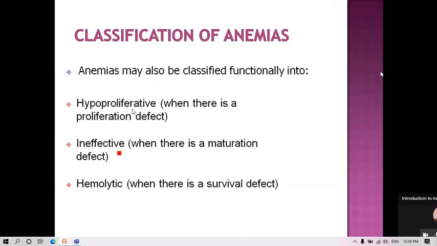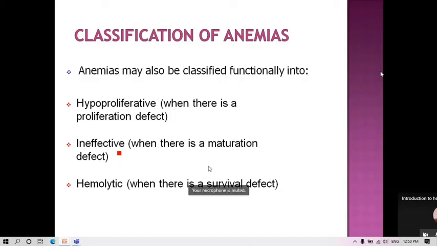Ineffective, for example, in macrocytic anemia or vitamin B12 and folate deficiency, there will be a problem with the maturation. The nucleus is not maturing with time. It is not getting pyknosed. It is not becoming pyknotic with time. So there is a defect in the maturation. And hemolytic is a problem of survival. Whenever they pass through the graveyard, that is the spleen, they will not be able to survive and they will die there.